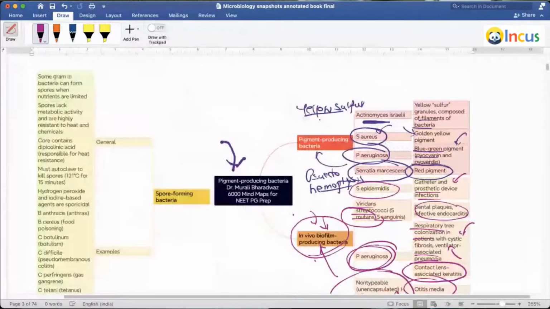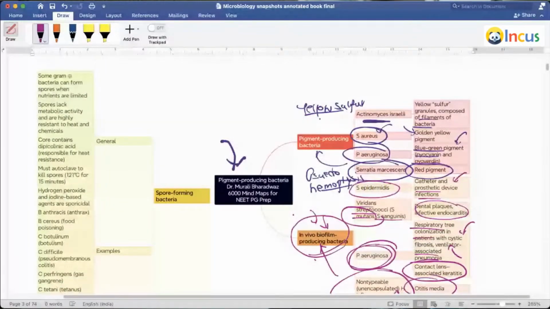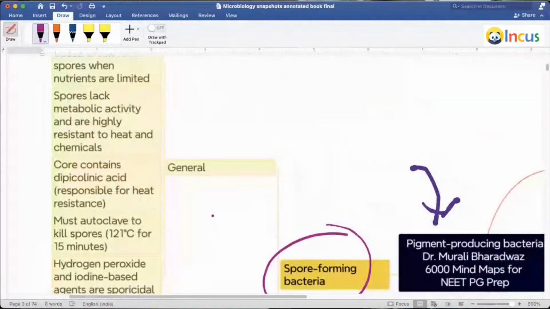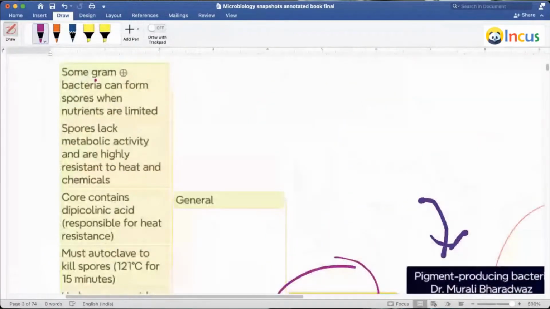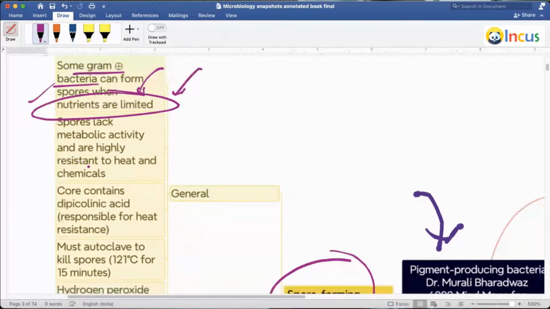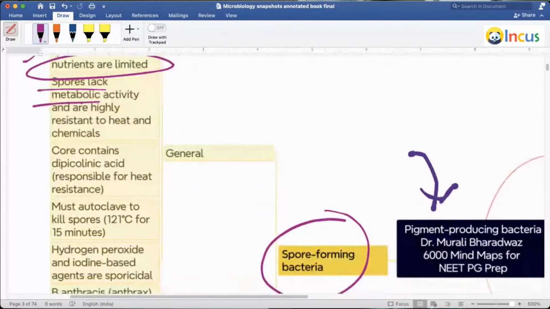Doctor, now comes what are the spore forming bacteria. Some gram positive bacteria form spores, especially when the nutrients are limited. When the energy supply is low, then they form the spores. These spores lack any metabolic activity. They are highly resistant to heat and chemicals.